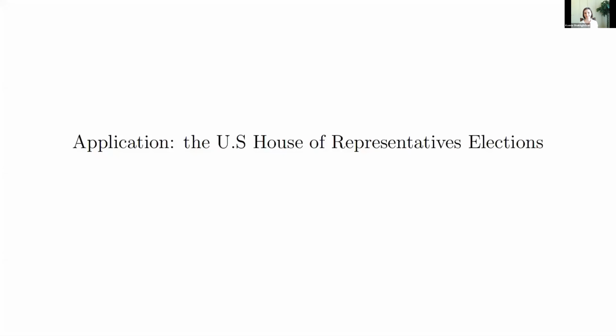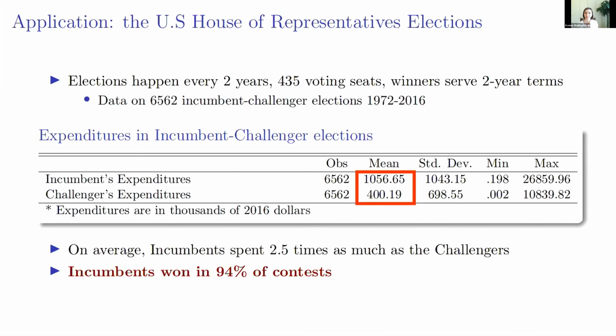Now I would like to discuss the application results. The US House of Representatives elections happen every 2 years. Currently, there are 435 voting seats, and the winners serve 2-year terms. I consider around 6,500 incumbent-challenger elections from 1972 to 2016. On average, incumbents spend a lot more, about 2.5 times as much as the challengers on their campaigns. And what is especially striking is that incumbents won in 94% of the elections.